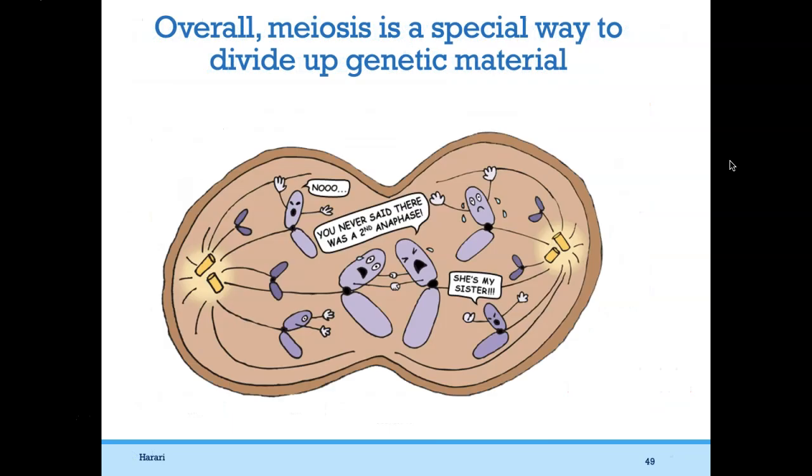So overall, what we've seen was that meiosis is a special way to mix and match and divide genetic material, right? We're mixing and matching genes, and then we're dividing them up into haploid cells that can then be recombined to form a new organism. Right? So it's pretty cool how we're doing this.